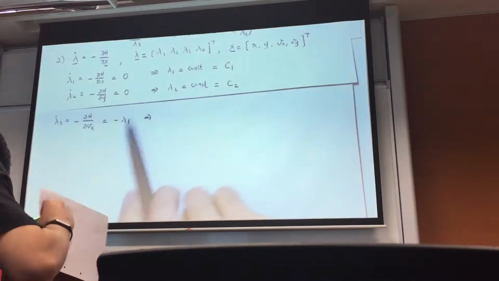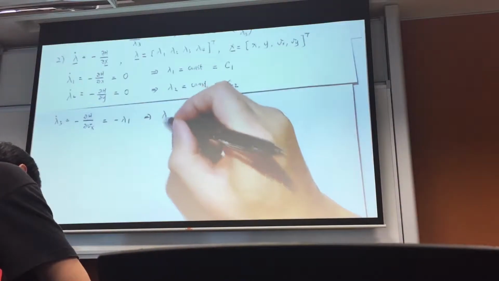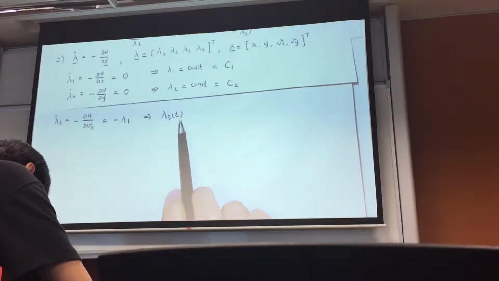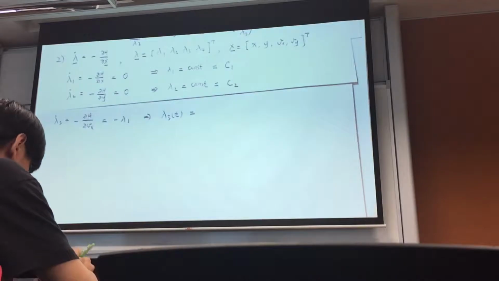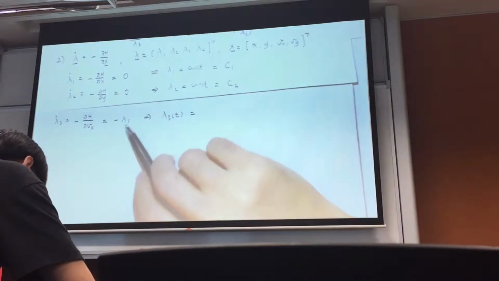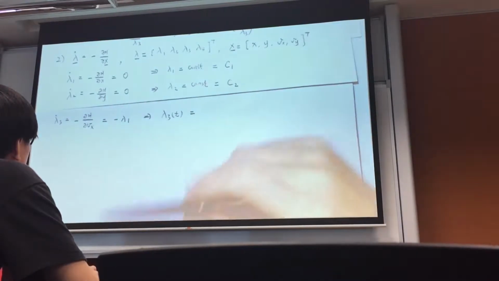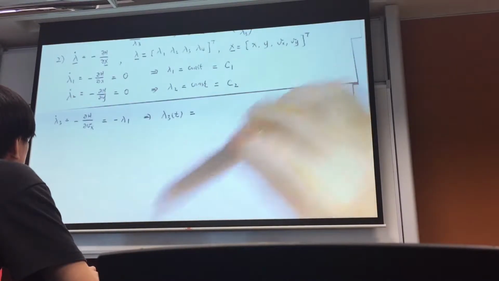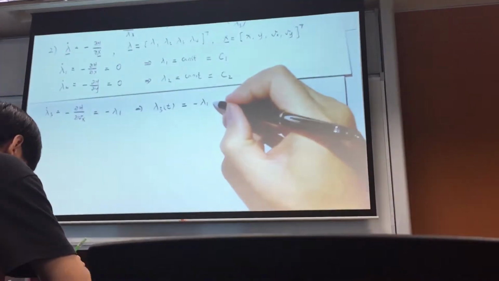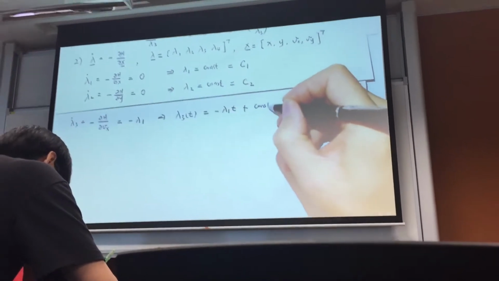But from here we know that lambda 1 is a constant. So this lambda 3, in terms of time, must be a linear function of time, because lambda 1 is a constant. So the gradient is a constant, it is a linear function, a line. So this is given by minus lambda 1 multiplied by t plus a constant.